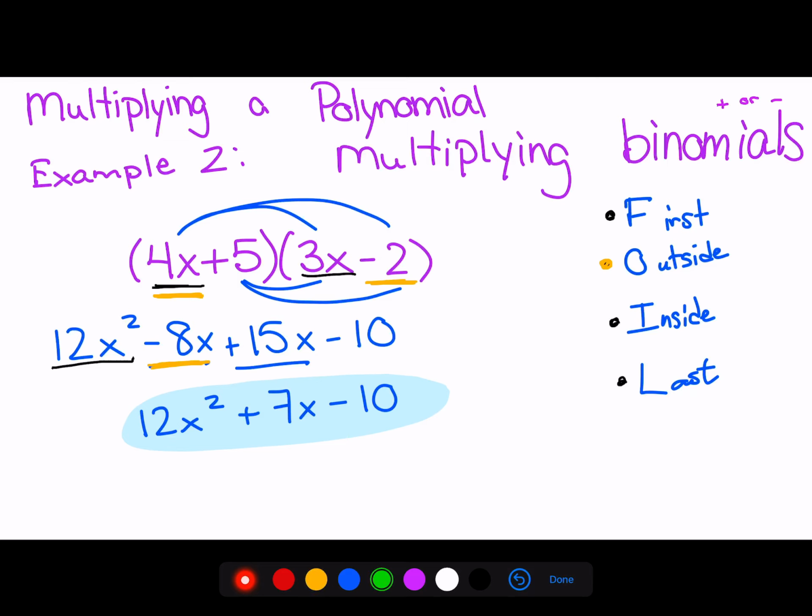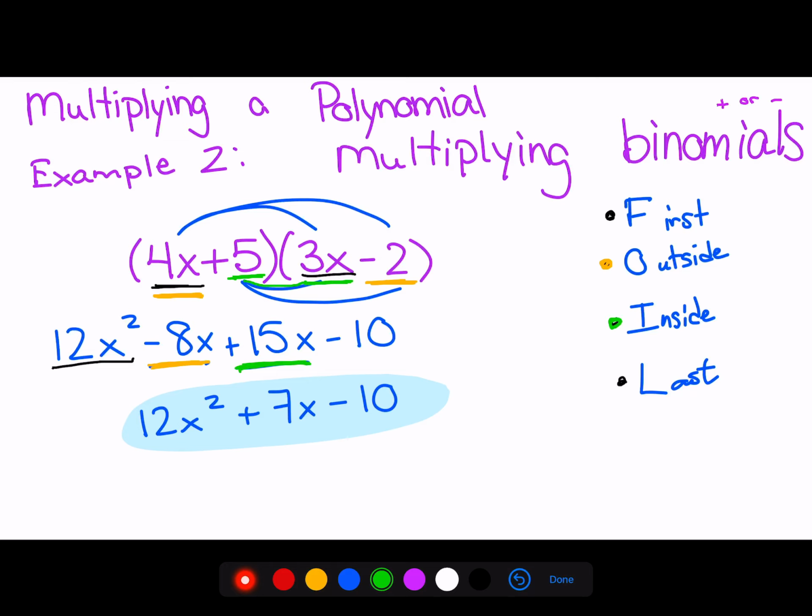Next, I go to the inside terms. If 4x and negative 2 are on the outside, then our inside terms must be 5 and 3x. And as we can see, I already multiplied 4x by both terms now. So when I multiply 5 and 3x, I get 15x.